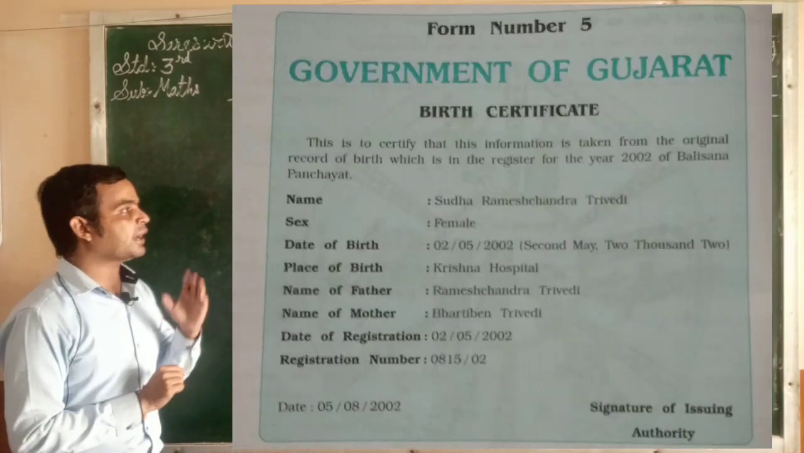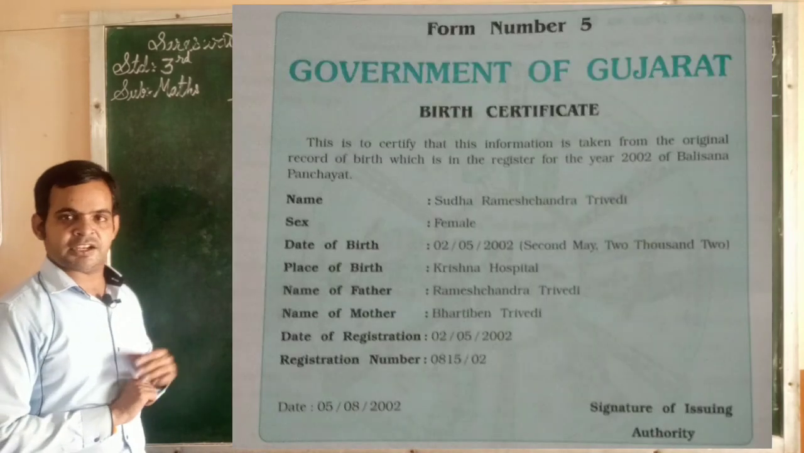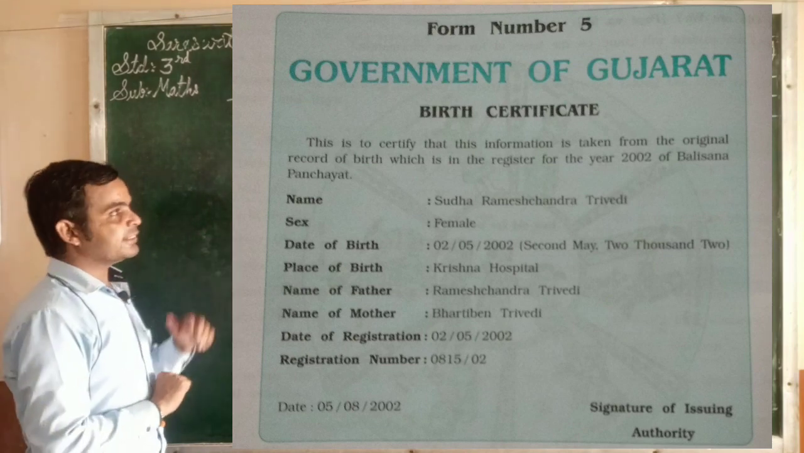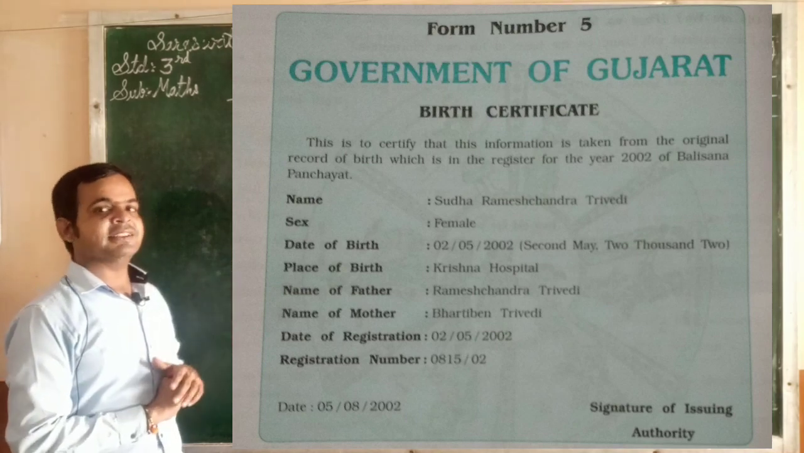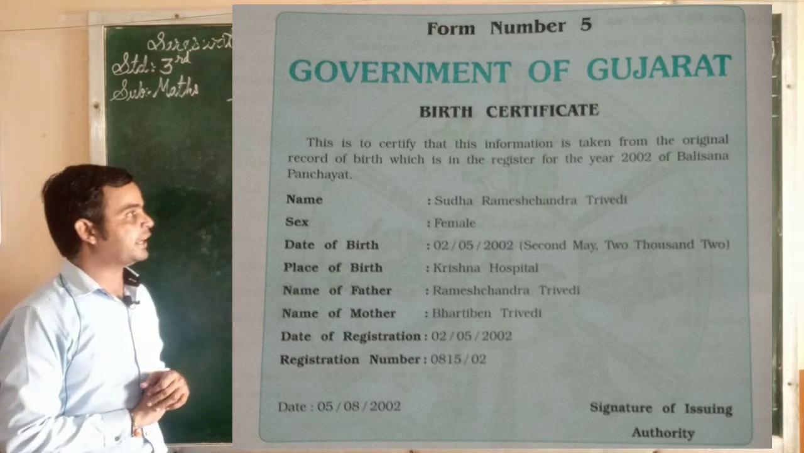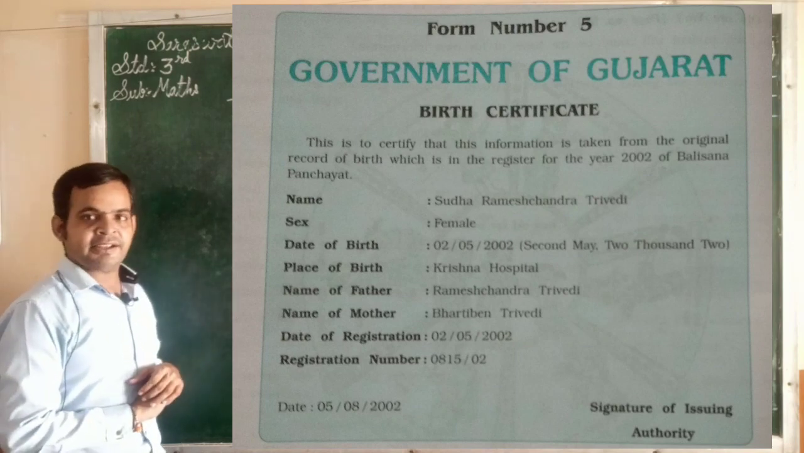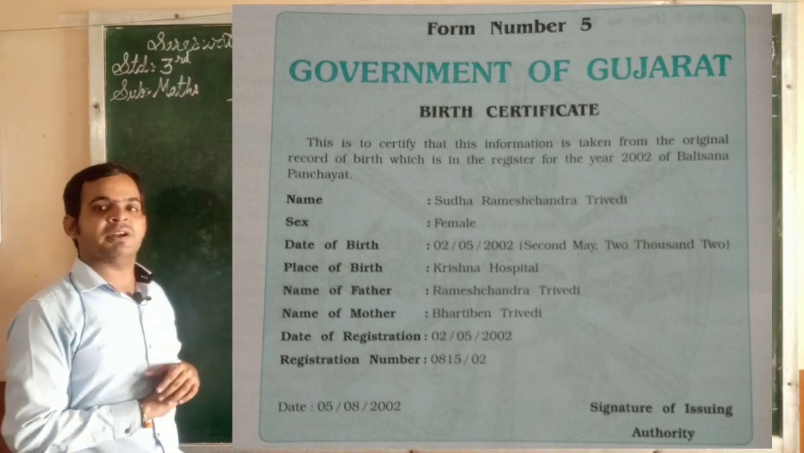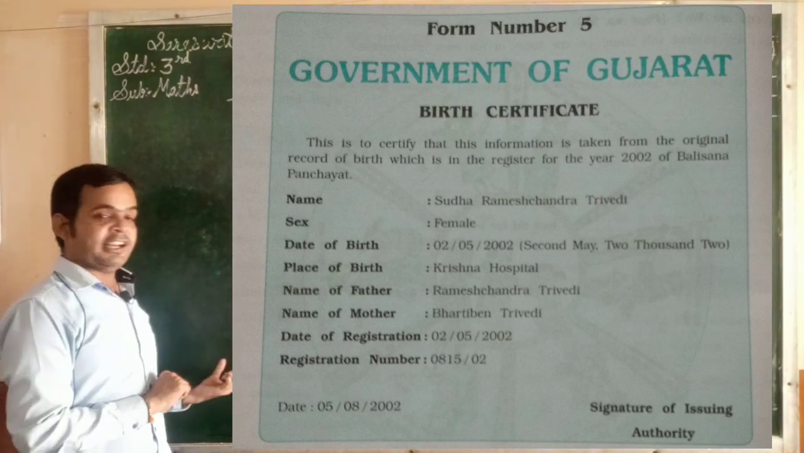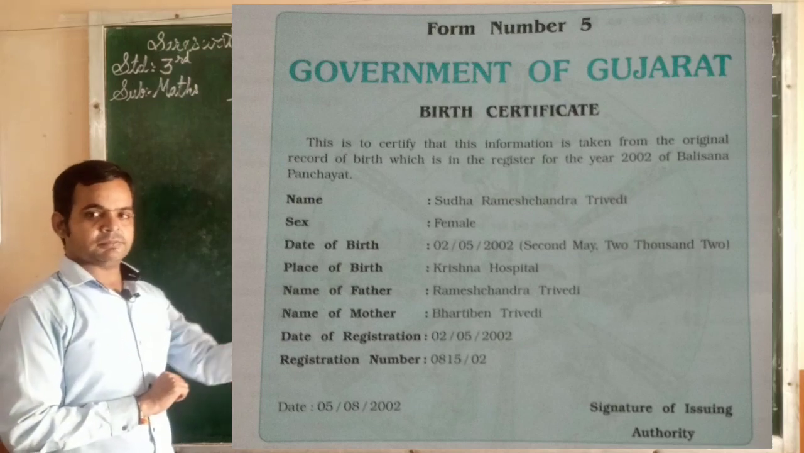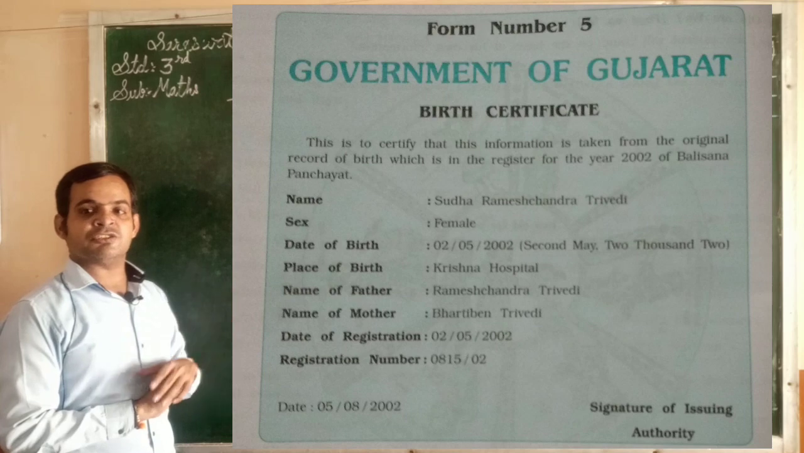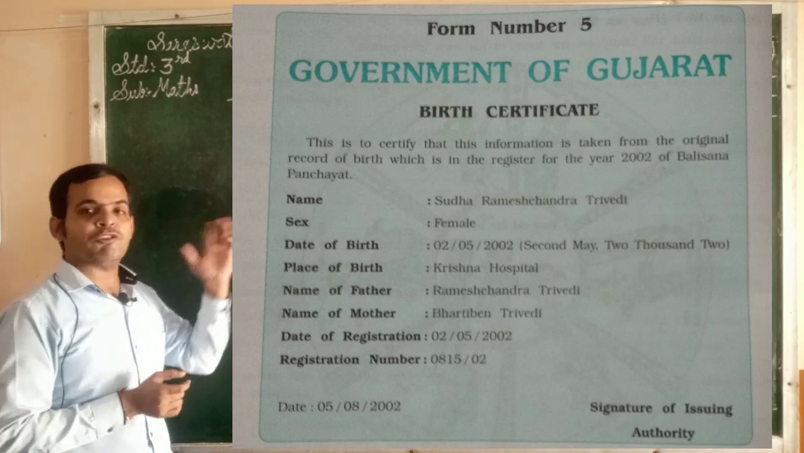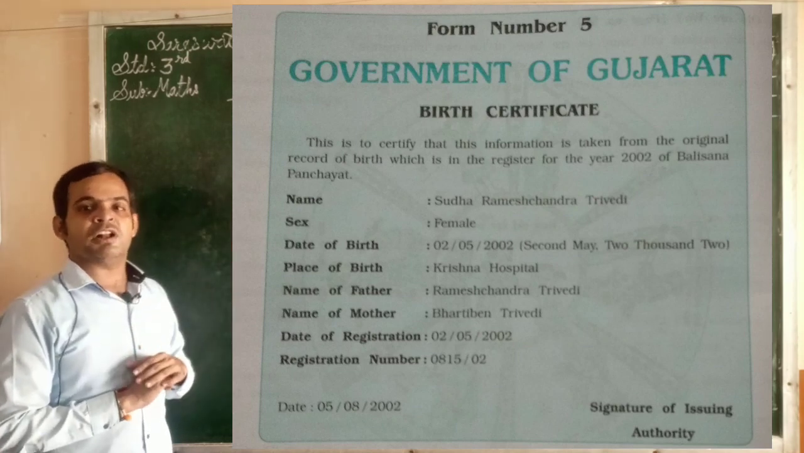Here you can see the picture of a birth certificate. First of all the name of the person is given. Then sex, male or female, then the date of birth, then the place of birth. Then the mother's name, the date of registration and the registration number are given, and in the last the date of issue and the signature are also given. In the previous video we learned about all those things, and from that birth certificate we solved the questions.